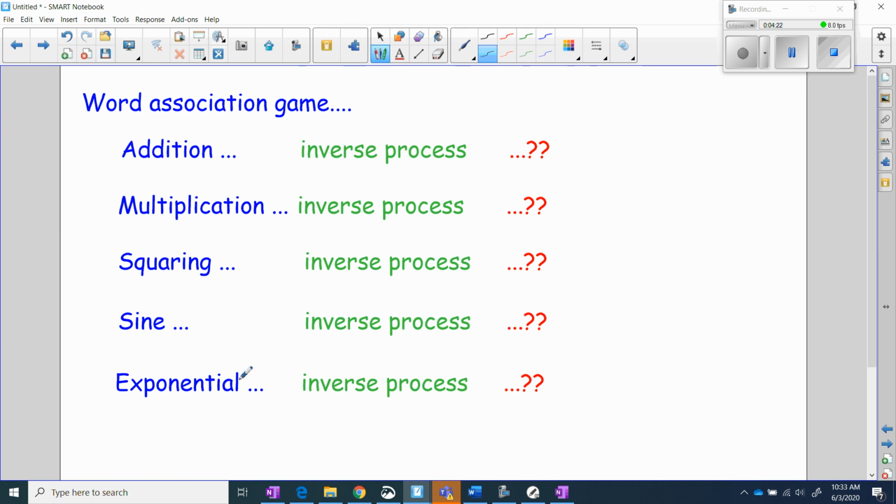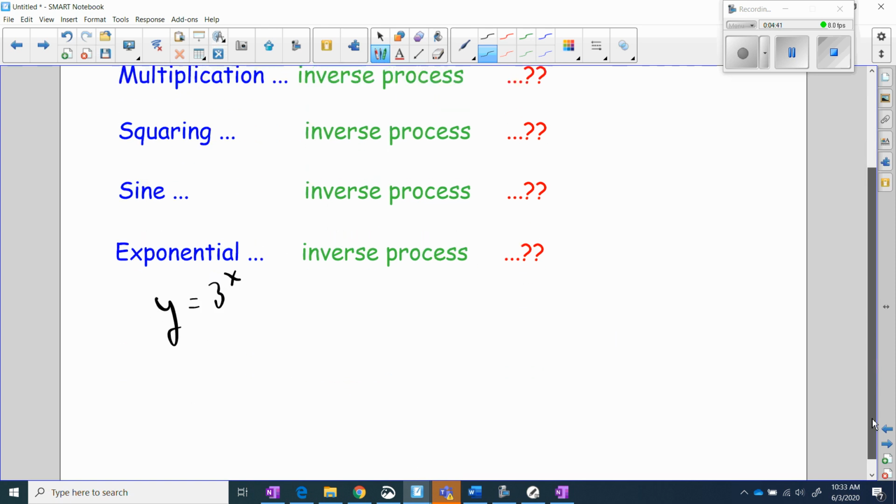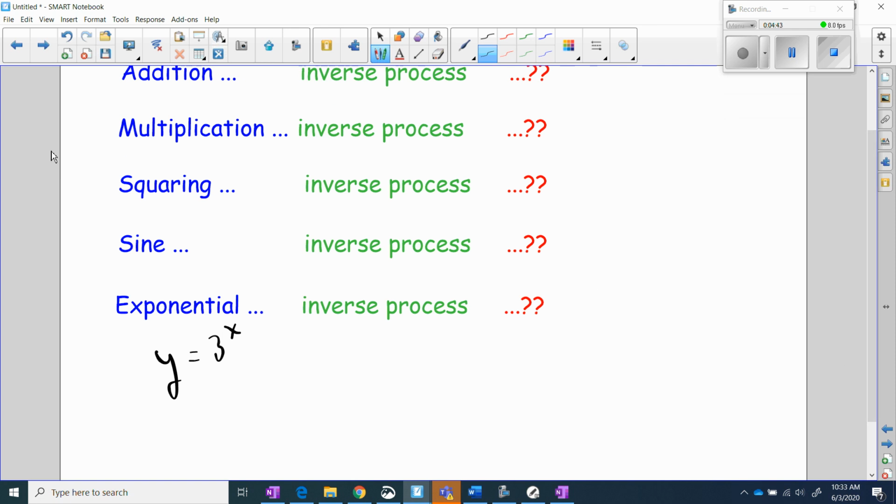This one is where you might be at a bit of a crossroads right now. Say exponential. How do I undo something like y equals 3 to the x? That's not something we've run into. Well, you can probably guess where this is going. That is what, in fact, logarithms do. Logarithms are the inverse processes of exponential functions.